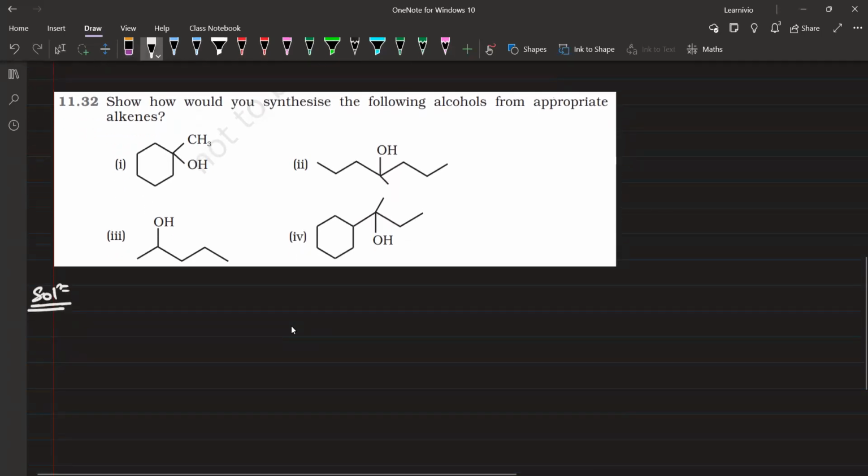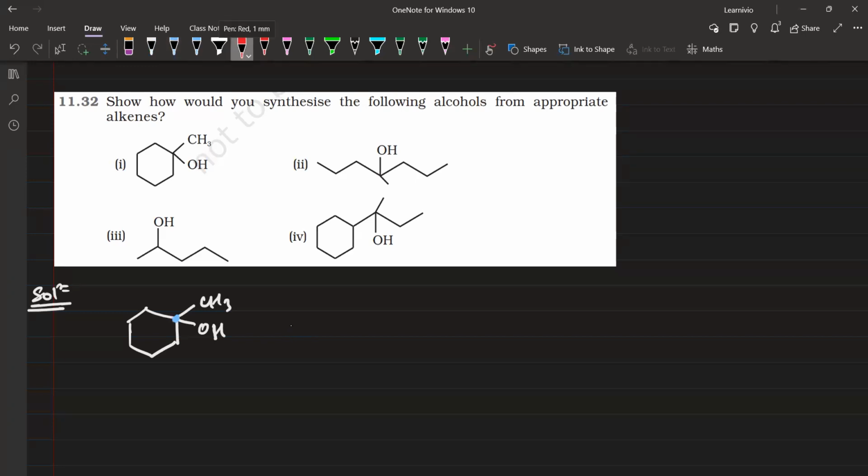Whenever you have to move from, for example, I have to make this alcohol CH3 and OH. ठीक है, CH3 and OH. Then you will identify the alpha carbon. ठीक है, you will identify the alpha carbon. So I will denote the alpha carbon by blue. Make sense? Yes or no? Please tell me. Alpha carbon identify कर लेगा, yes ना. You need the carbon that is attached with OH, that is the alpha carbon.